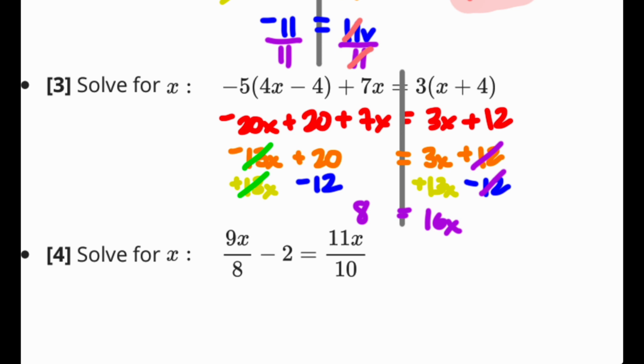From here, I'm going to divide both sides by 16. Kind of running out of room here. Divided by 16, divided by 16. It's going to cause these 16s to cancel here. And you're going to get x is equal to 1/2.